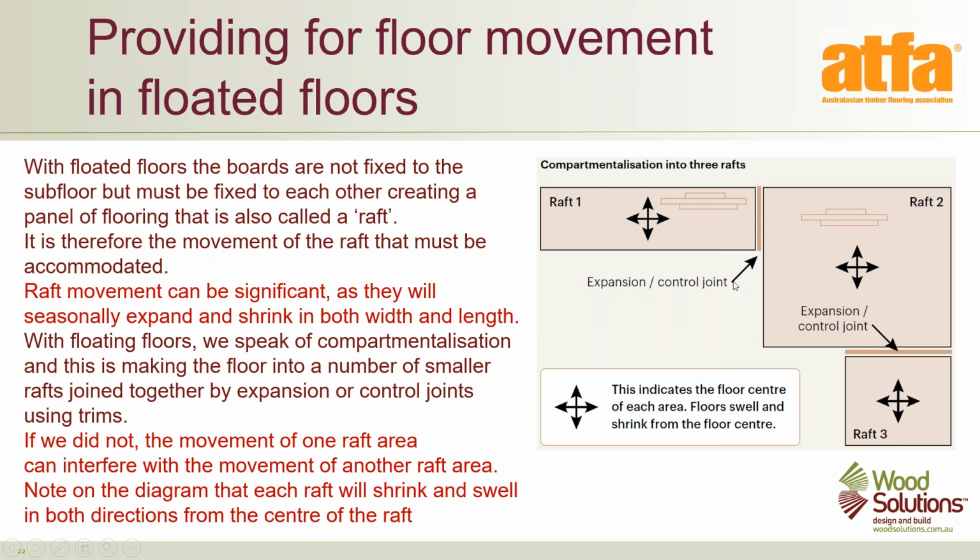So if we look at this floor on the right here, this is all our floor area through here, but we can break that up into one raft, a second raft, and a third raft, each separated by these control joints, because each of these floor areas is going to try and shrink and swell from the center. To allow movement both across and in and out at this point, because this raft's going to move differently to that raft, we need a control joint or an expansion joint here. And similarly, we would do the same over there. If we did not, the movement of one raft area can interfere with the movement of another raft area, and that can create some problems in our timber floor or our floor installation.